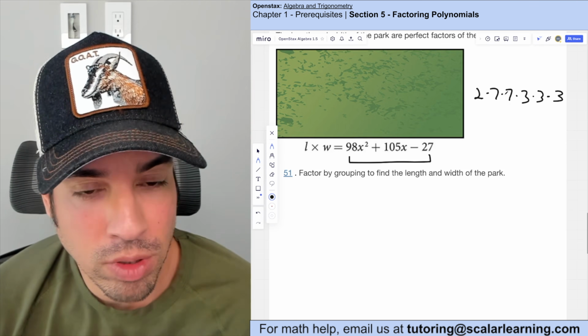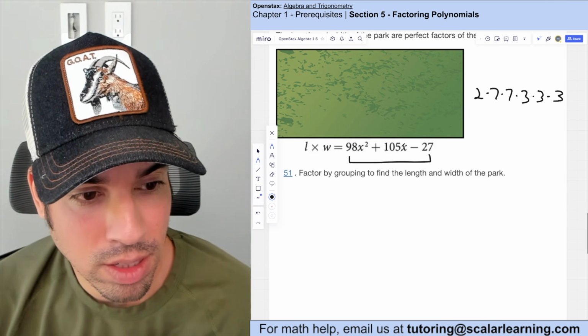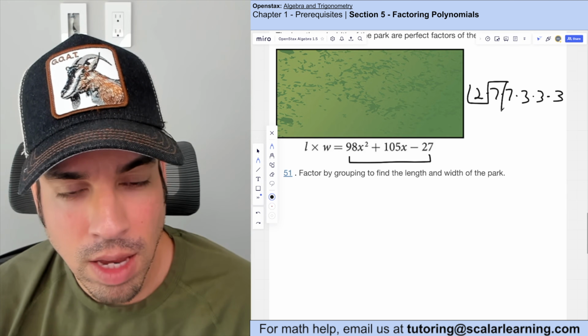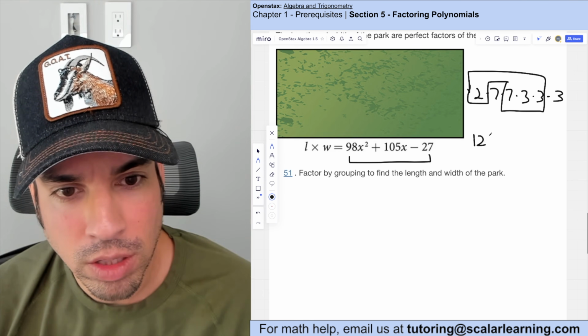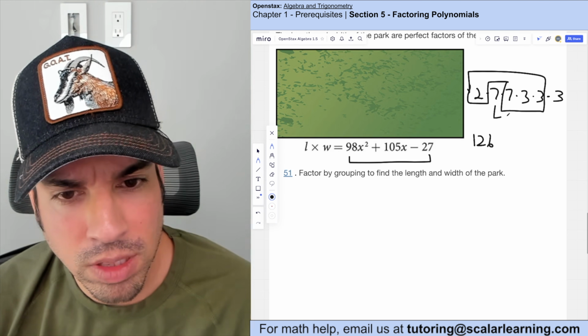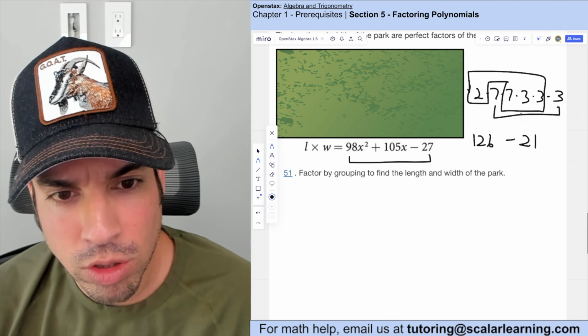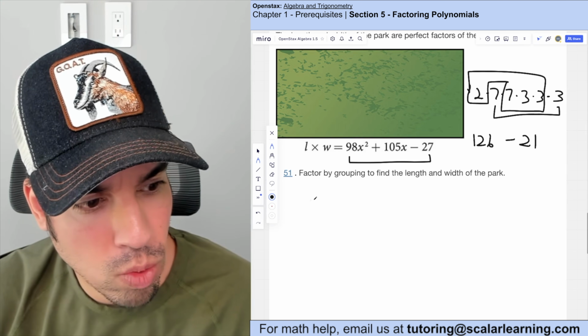So what I'm going to do is I'm going to want to have one negative value and one positive value that is going to add to 105. So if I group 2, 7, 3, and 3, I get 126. And then if I group 7 and 3, I get a negative 21. So I'm choosing to place the negative with this 7. So now watch as we do this.